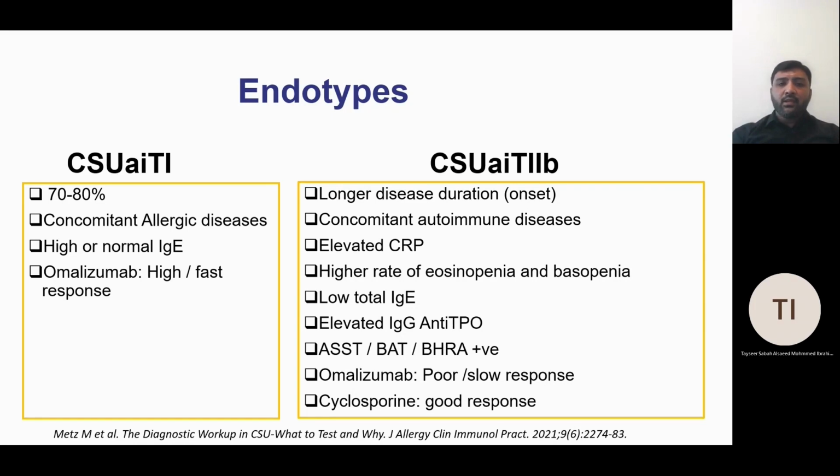Type 2 endotype, on the other hand, these patients have a longer disease duration from the onset of symptoms. They may have associated autoimmune diseases. They may have elevated CRP levels. They may have a higher rate of eosinopenia or basopenia. They may have low total IgE levels or elevated IgG anti-TPO or a combination of both. They may have associated autologous serum skin test or basophil activation test or basophil histamine release assay positivity. These patients usually have a poor or a delayed response to Omalizumab. However, they have a good response to cyclosporine.